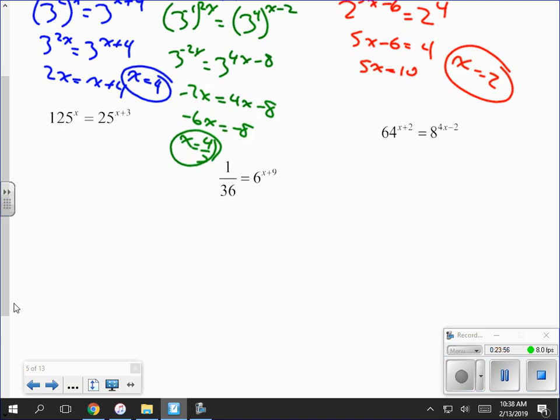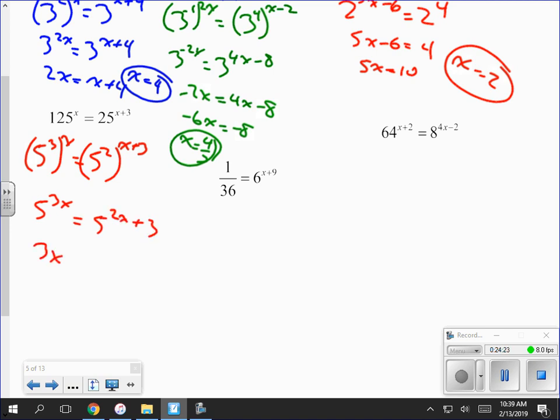125 is not a power of 25. However, they're both powers of 5. So this is 5 cubed to the x equals 5 squared to the x plus 3. So that means 5 to the 3x equals 5 to the 2x plus 3. So 3x equals 2x plus 3. Subtract 2x, x equals 3. You're right, plus 6, my bad. Plus 6, plus 6. So x equals 6, my bad, thank you.